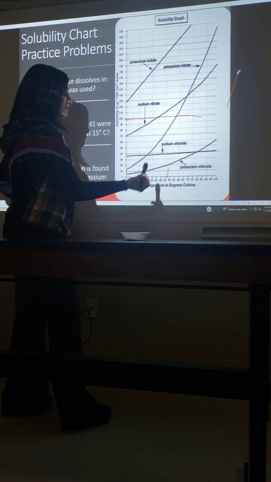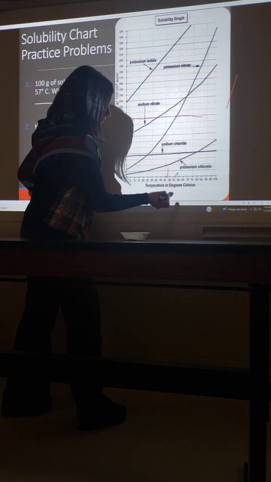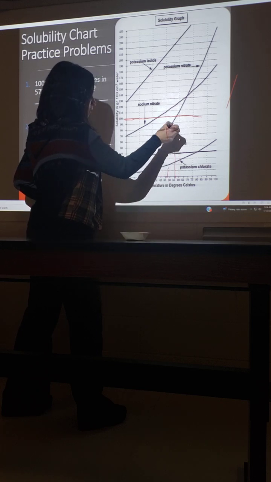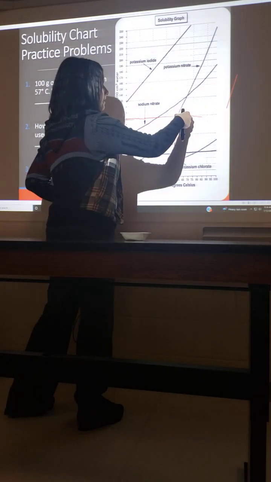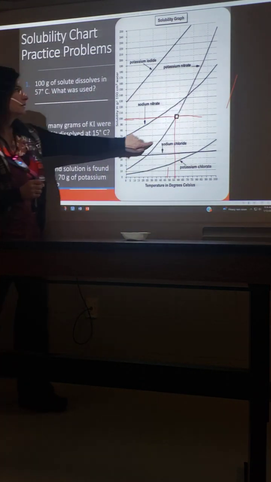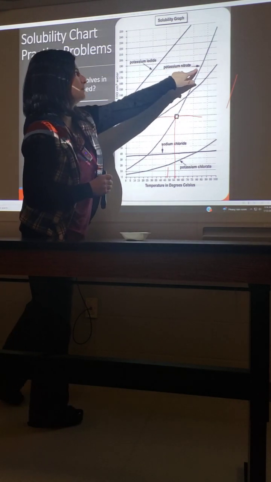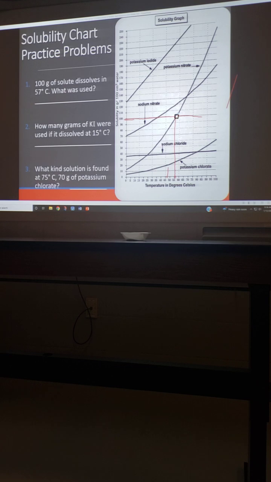All right, so let's go to 57. 55 to 60, so I'm going to be just beyond my 55, and so look at that. It puts me right there on this line, which is potassium nitrate. So you just have to follow basically the coordinates, right? And so I know that's potassium nitrate.